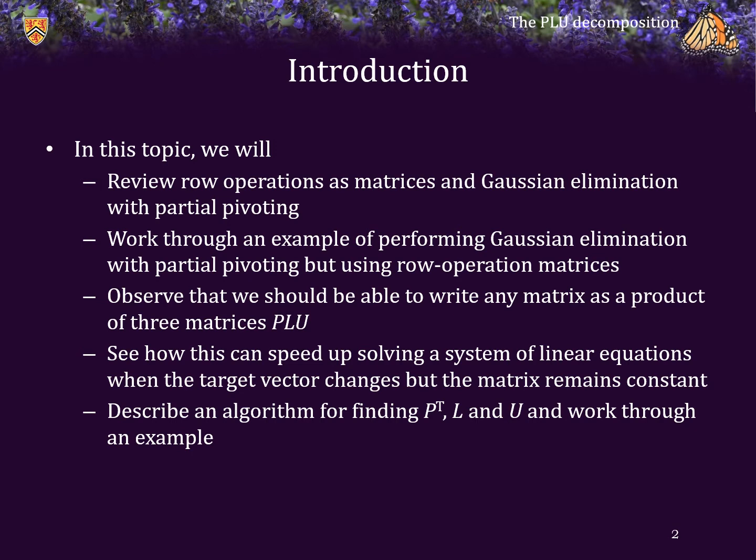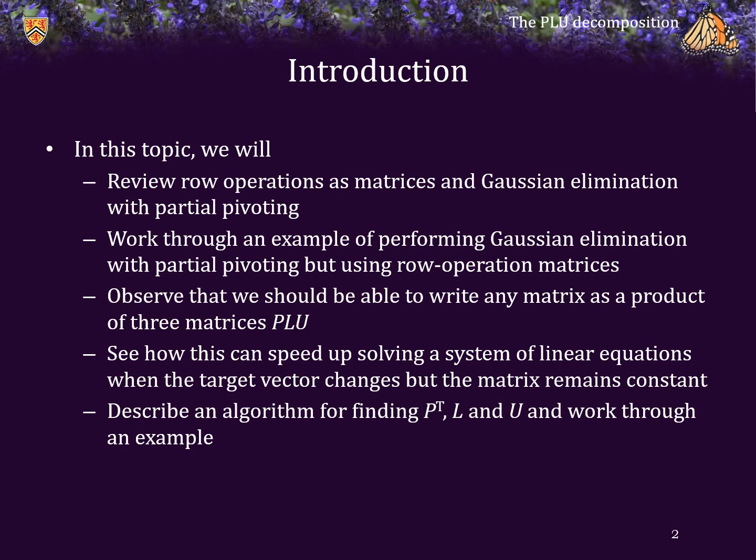So in this topic, we will review row operations as represented by matrices and the algorithm of Gaussian elimination with partial pivoting. We will work through an example of performing Gaussian elimination with partial pivoting, but we will be using the row operation matrices. Based on this example, we will observe that we should be able to write any matrix as the product of three matrices P, L, and U, where P is a permutation matrix, L is a lower triangular matrix, and U is an upper triangular matrix in row echelon form.